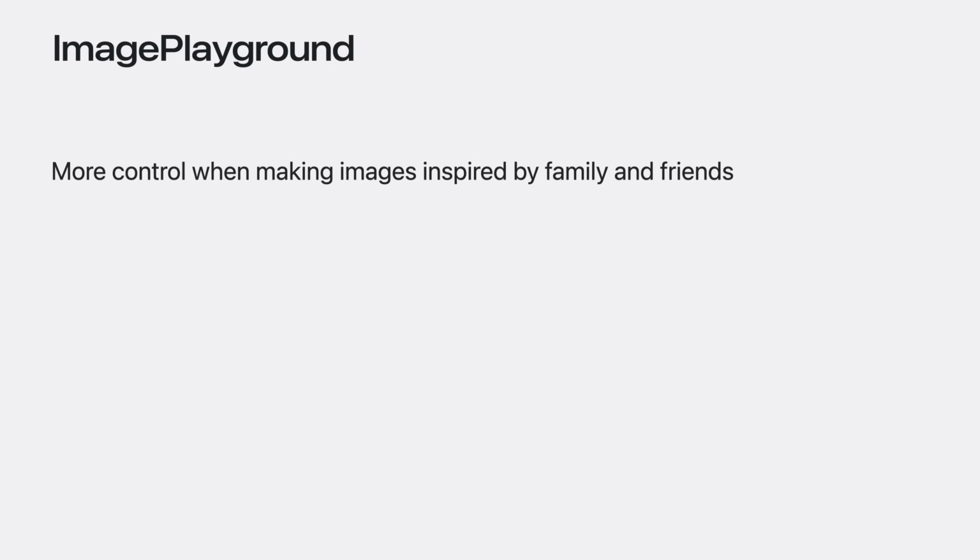When you're making images inspired by family and friends, you have more control to customize expressions or attributes like hairstyle. In Image Playground, you can now make images using ChatGPT, as well as access all new styles like oil painting or vector. And for moments when you have a specific idea in mind, use the Any style to describe what you want. These features are all automatically available through existing Image Playground APIs.